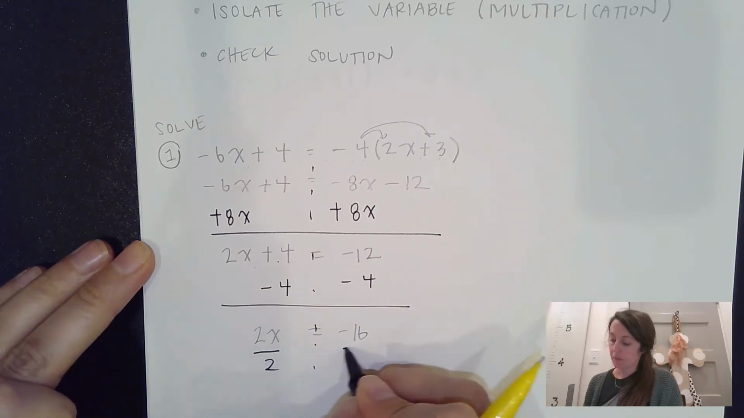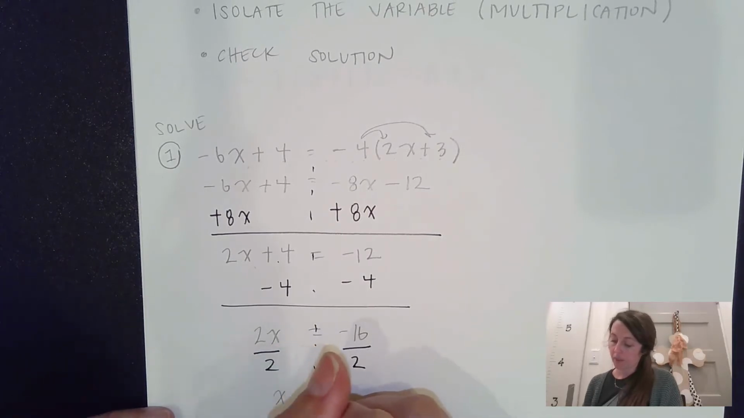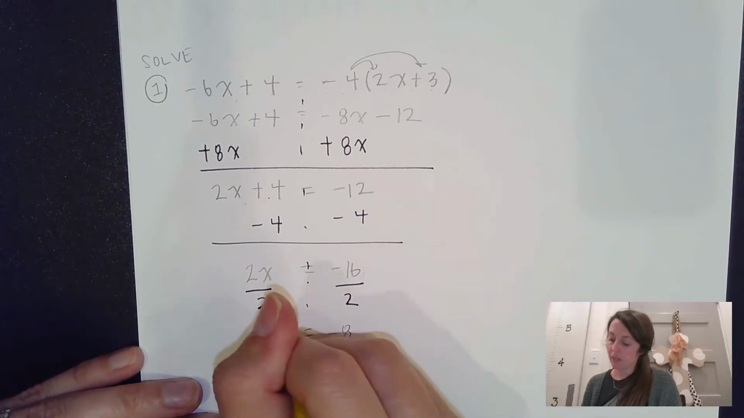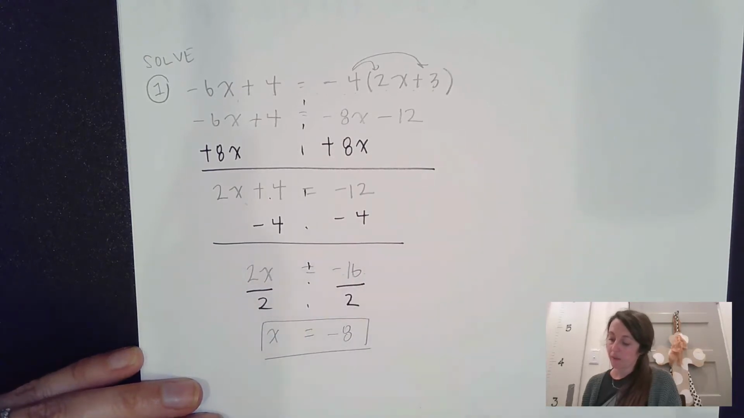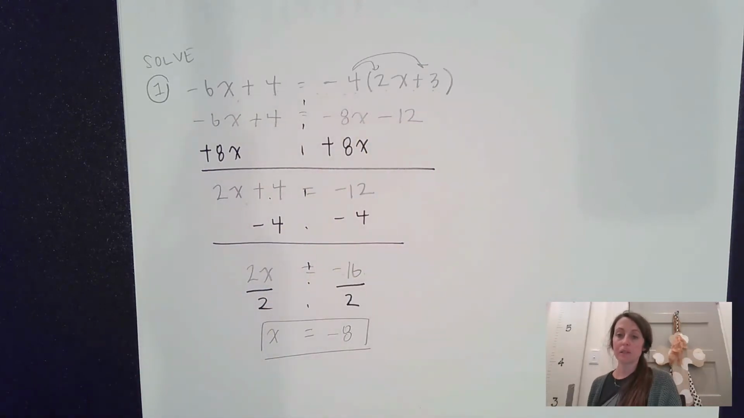I'm going to divide both sides by 2. So I'm going to have x equal to negative 16 divided by 2, which is a negative 8. You want to make sure it's balanced, so you would plug a negative 8 in both places and just make sure that it's going to be equal.